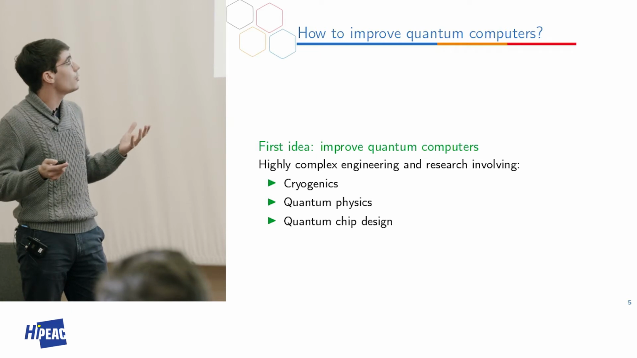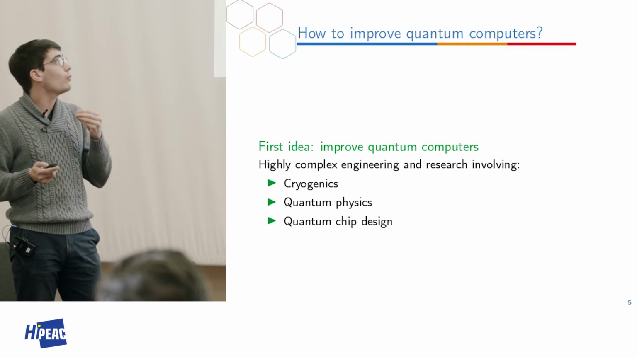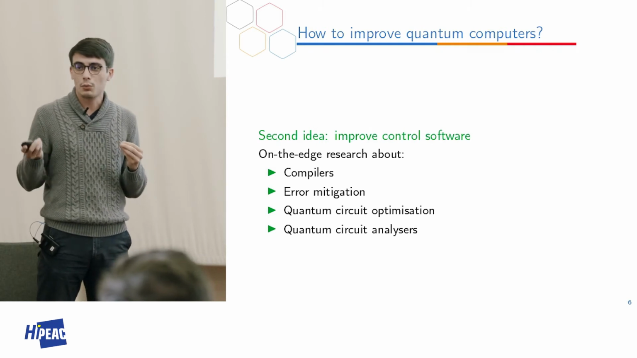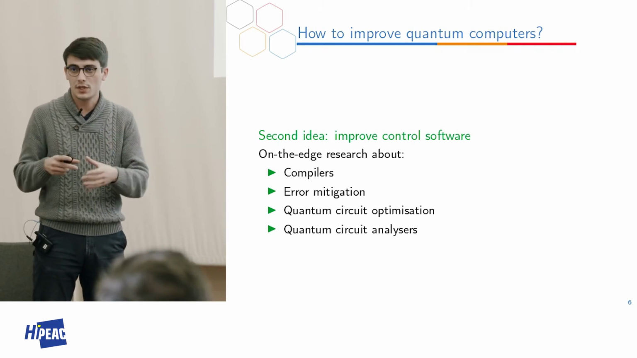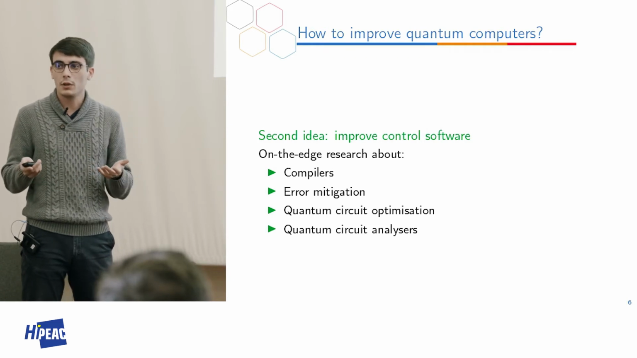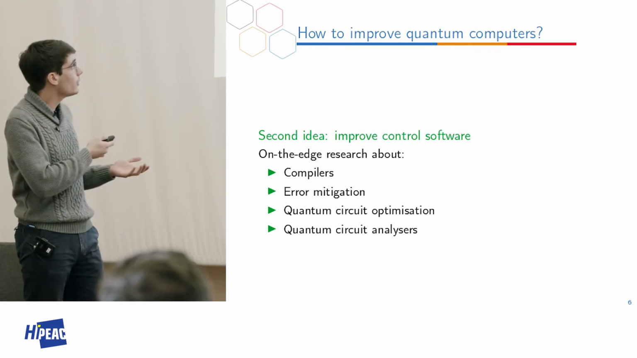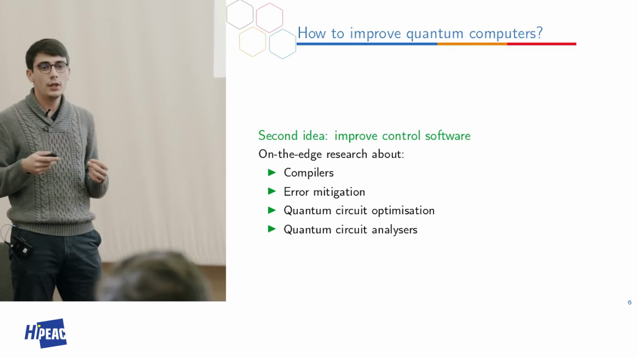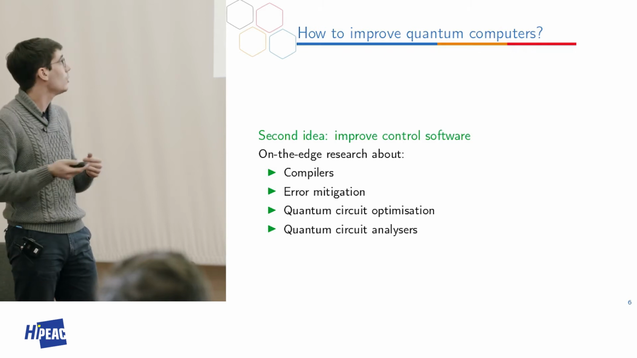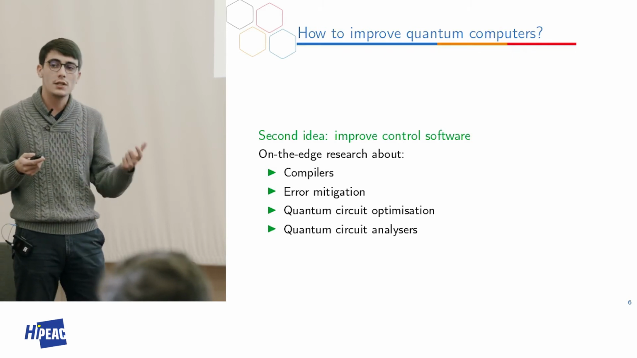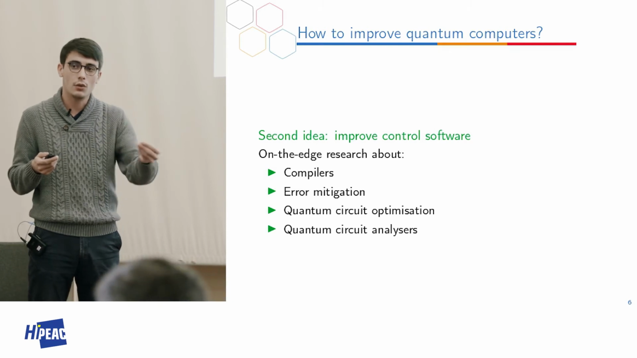You have also the way of improving the control software. Just like in classical computing, you can improve your processor, but if your compiler is bad, you will end up having bad performance. So you can also improve the control software by improving the compiler, improving error mitigation techniques also, or improving ways of analyzing and optimizing the quantum circuits you are sending to the chip.